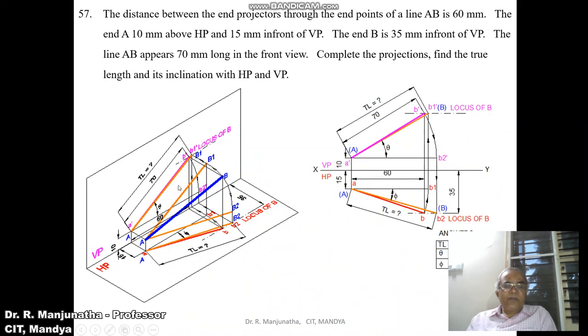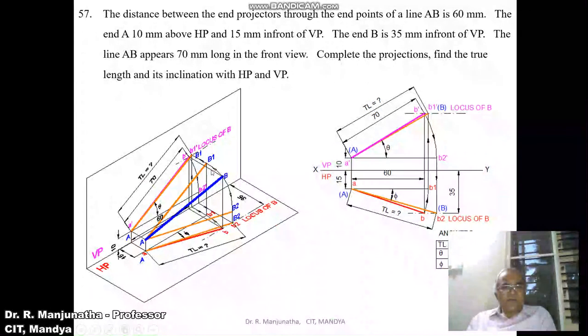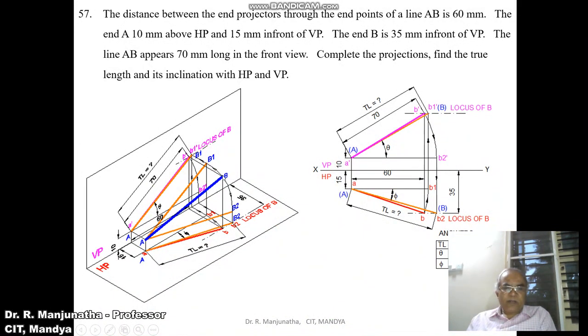Then we want to find the true length. To find the true length, what we need to do is rotate. Suppose you want to find out the true length in HP, you make the line parallel to HP. So here, once you have the locus point, you can see the distance here, the point B is in front of VP by 35 mm. So you are going to get this point here. And since the distance between the end projectors is this distance, when it is projected, you are going to get directly onto this. So you will have the front view. When you project this, you are going to get this point here. So this is the line AB, which is in space.